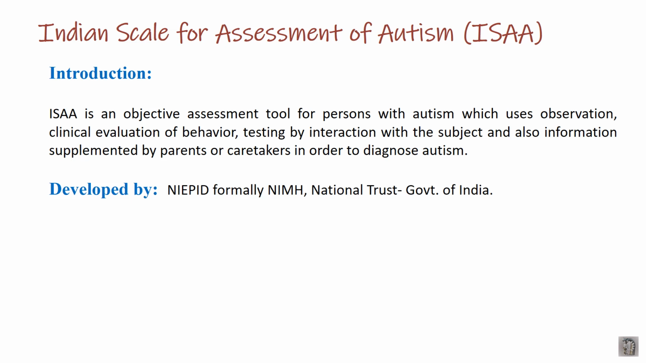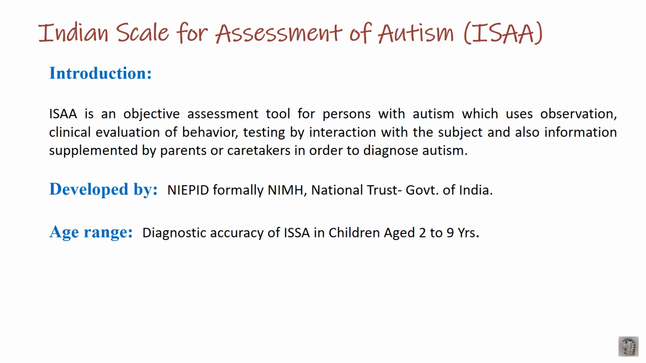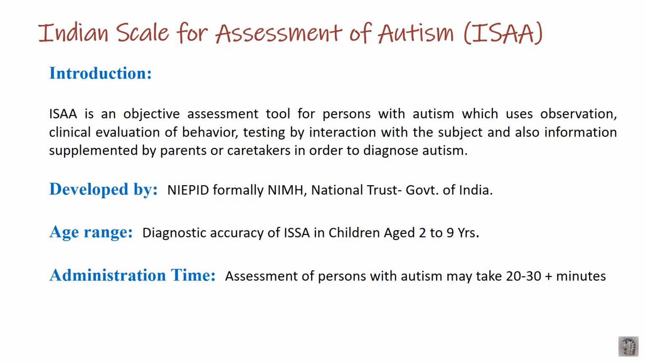It was developed by NIPID, formerly called NIMH, in collaboration with the National Trust, Government of India. It was a great initiative and became the first autism scale in India. It can be used from 2 years to 9 years plus. Administration time is 20 to 30 minutes plus. It may take more time depending upon the condition and the environment, but as per the checklist it must take 20 to 30 minutes, or even more sometimes.